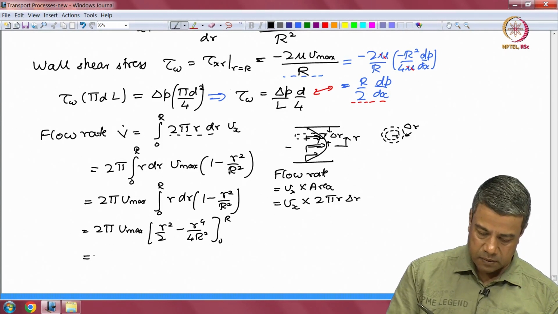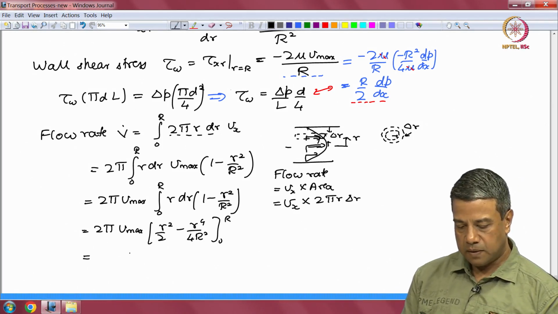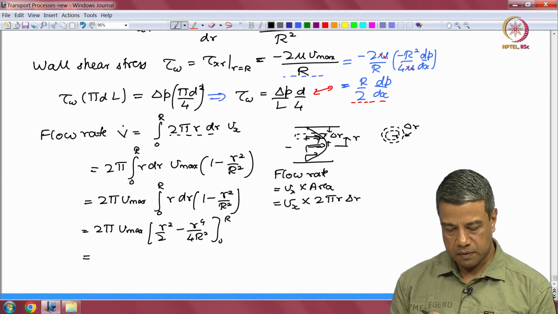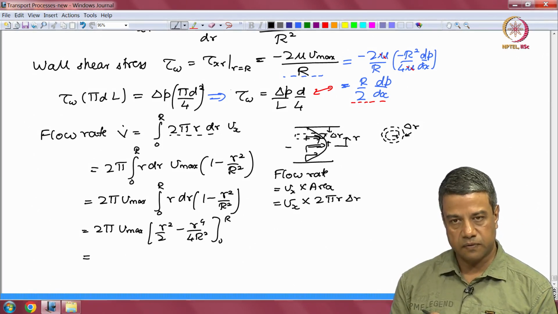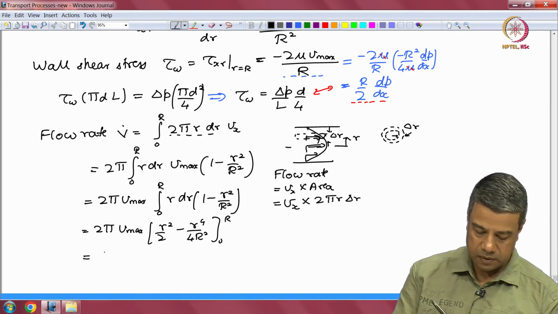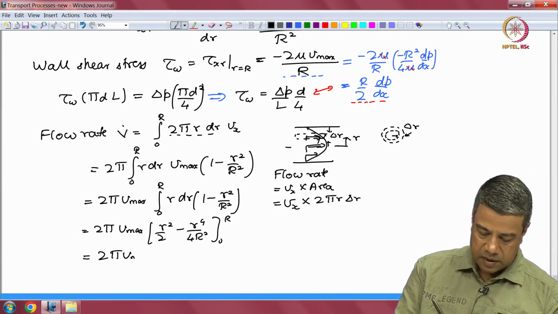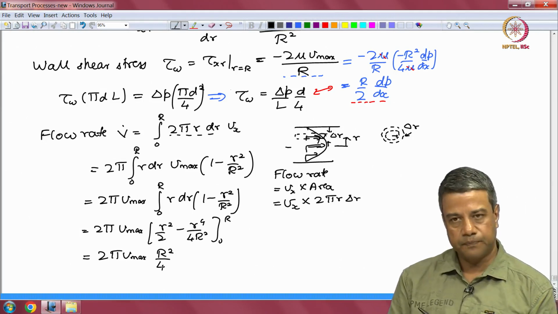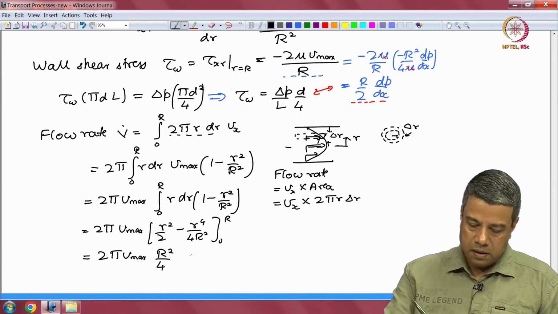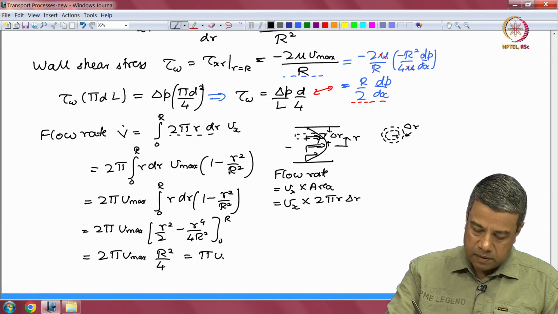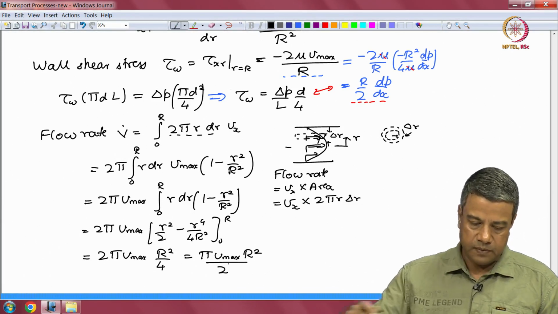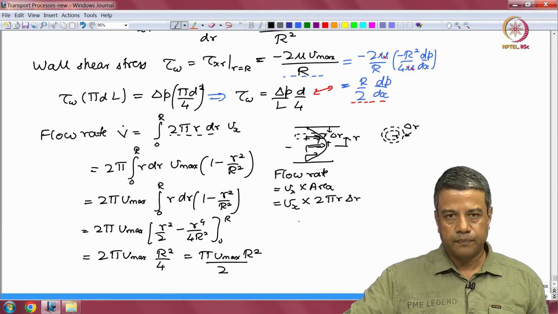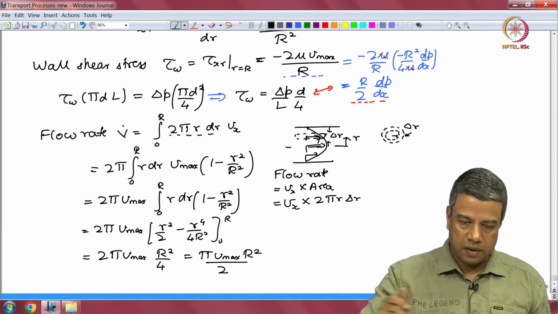So, this is going to be equal to r squared by 2 minus r to the fourth by 4 terms, which gives 2 pi V max into R squared by 4, which is equal to pi V max R squared by 2. This is the volumetric flow rate.